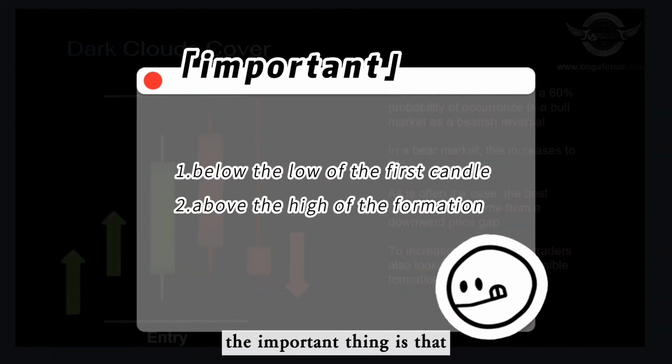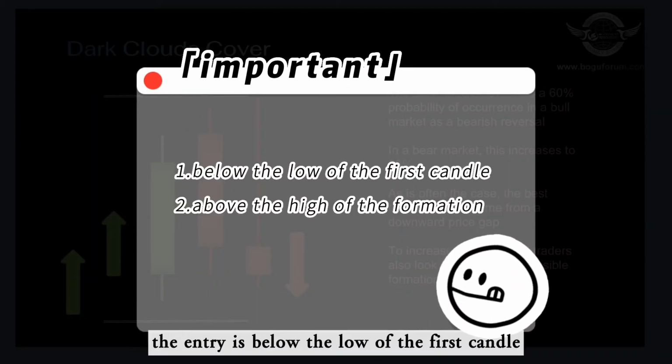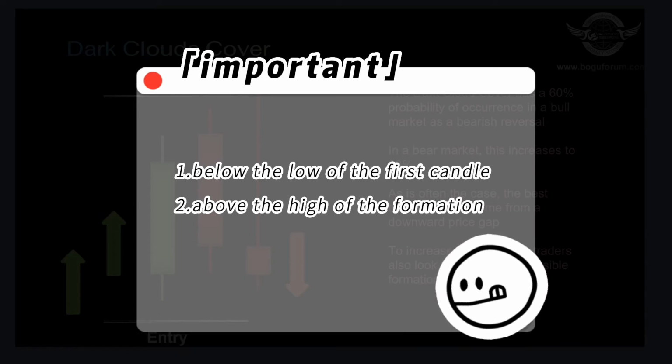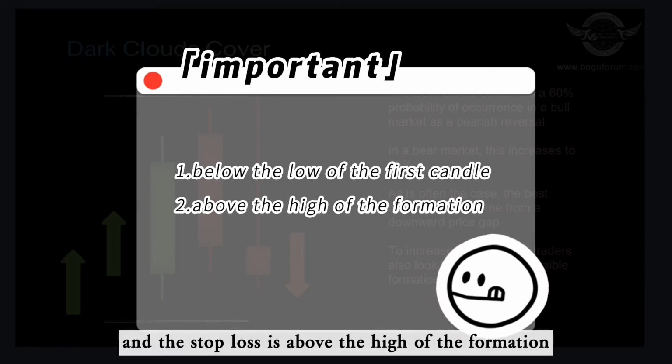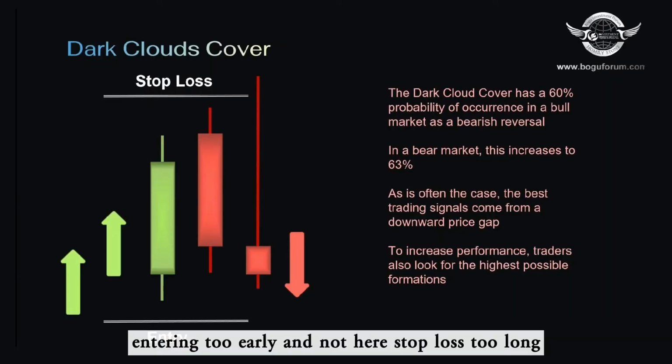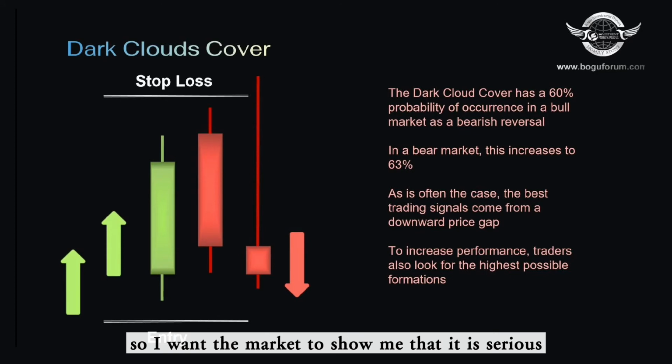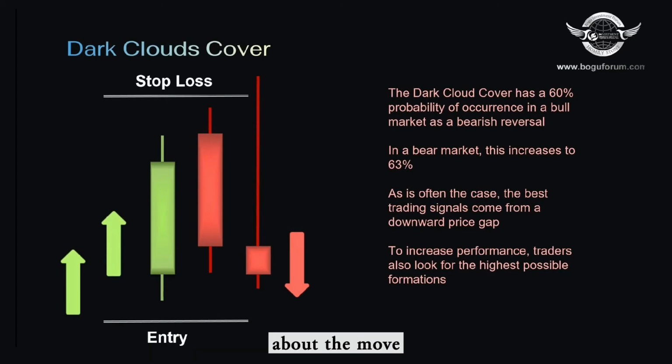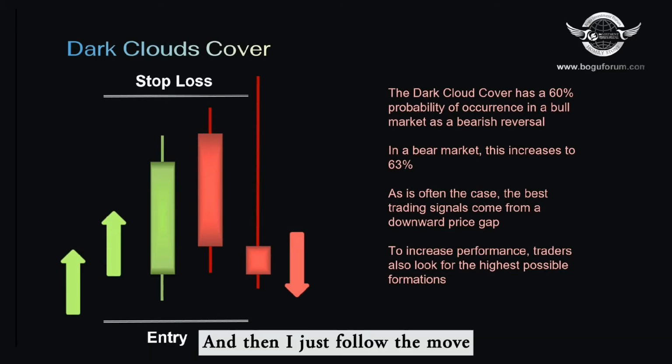What's important to know here is that the entry is below the low of the formation, and the stop loss is above the high of the formation. So here, entering too early is not good, and the stop loss here is too tight. This is where you want to enter. That's what I want to do: sell here. I want the market to show me that it is serious about the move, and then I just follow the move.